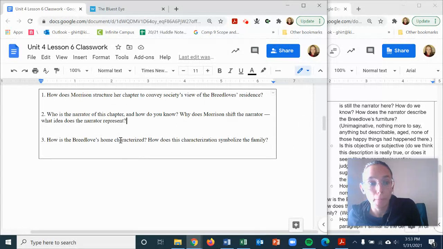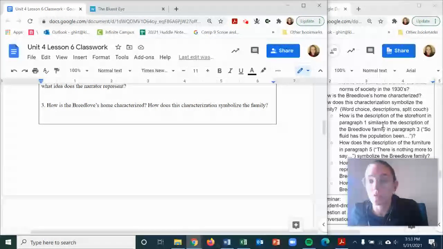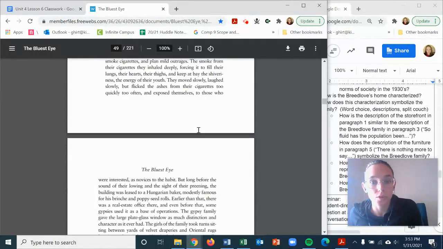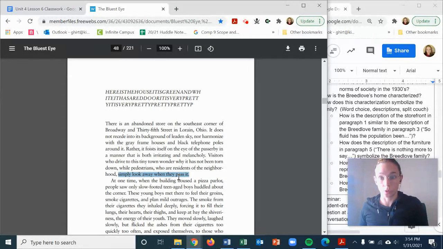And then number 3: how is the Breedloves' home characterized, and how does this characterization symbolize the family? So we want to focus on word choice, the descriptions of the narrator. How is the description of the storefront in paragraph 1 similar to the description of the Breedlove family in paragraph 3? In paragraph 1 we have an abandoned store that is irritating and melancholy. People simply look away when they pass it. So that's the description of the storefront where they live.